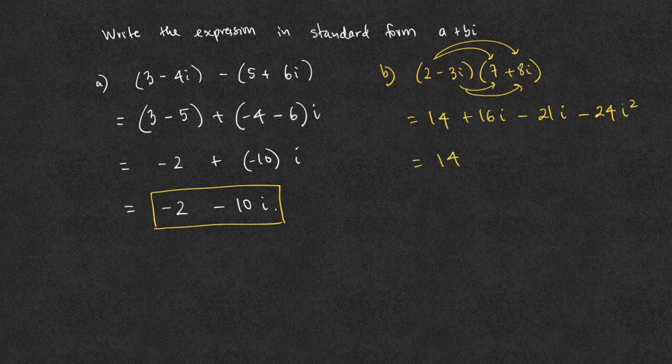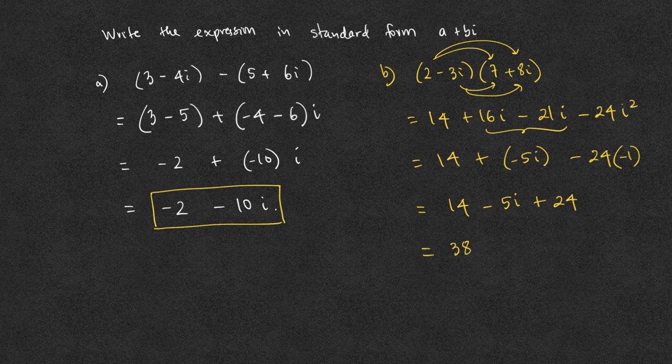Combining like terms, we have 16 minus 21 is -5, so that is -5i, minus 24, and i squared is -1. This is 14 minus 5i plus 24. 14 plus 24 is 38. The answer is 38 minus 5i.